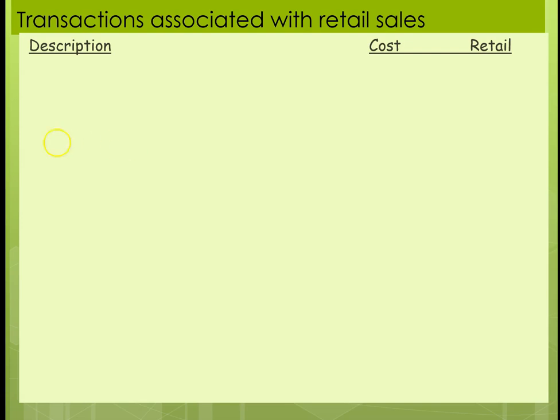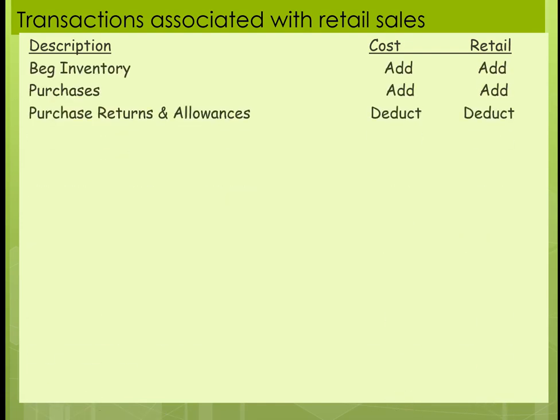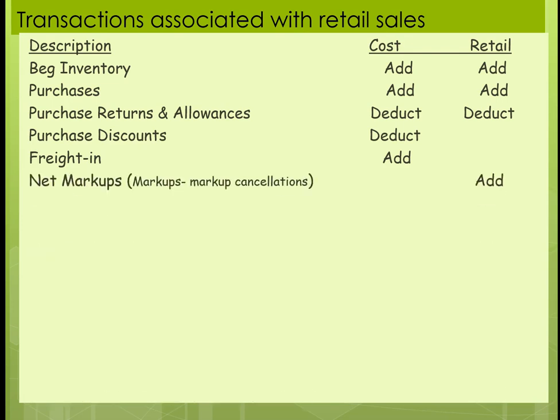Now we're going to go through the types of transactions we're going to have, and here's what it's all about: where you place the items when you do the percentage. That's what this is all about. You need to pay attention to the format, and if you do, you're going to get it correct. So first of all, we have beginning inventory. We always add that, plus purchases, less purchase returns and allowances, minus discounts. Now again, this is for periodic. We add freight in. Net markups are added to the retail. Net markdowns are subtracted.